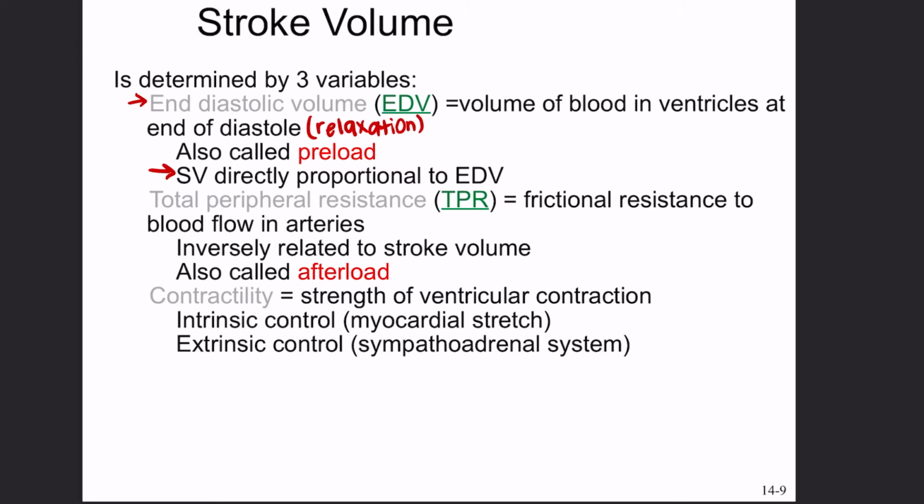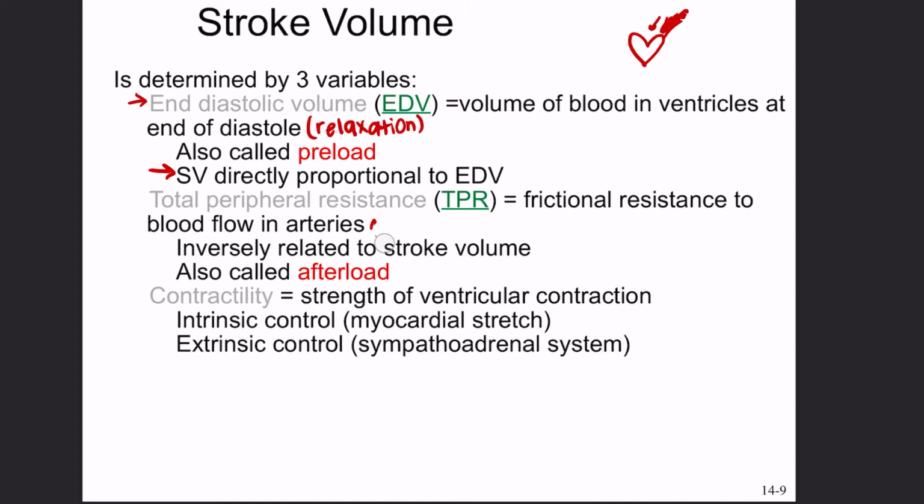There is another variable called total peripheral resistance, and that is the frictional resistance to blood flow in the arteries. Say you have your heart, and then you have an artery pushing out of it, and there is a lot of resistance here because there's a lot of blood pressure, there's a lot of blood in here. That's going to push back on the heart, it's going to push back on the blood here. And so when this is high, the stroke volume is going to be lower. If it's lower, this will increase the stroke volume.